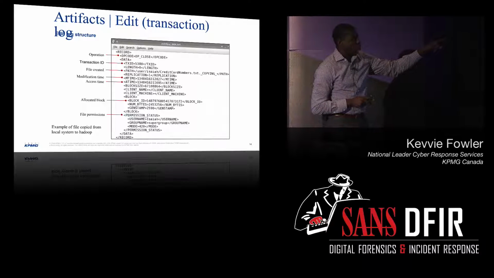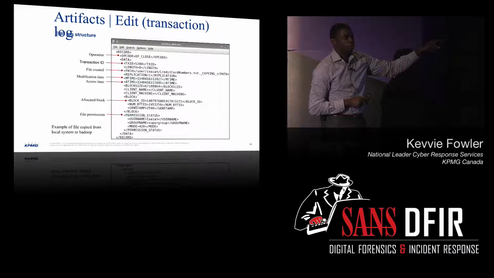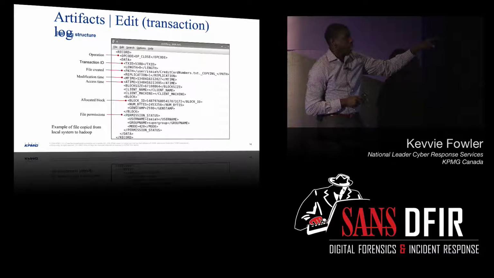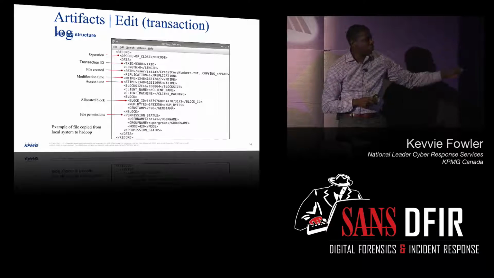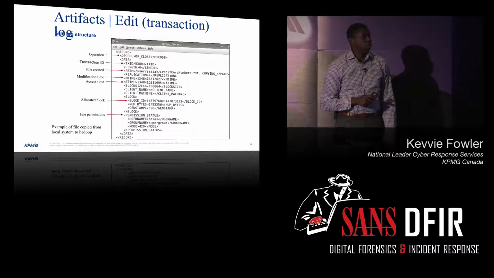Then you have the actual unique transaction ID associated with Hadoop. Then you have the file that was actually created. This is an example of someone creating a file within Hadoop, and you have your modify and your access times. And what format do those times seem to be within?